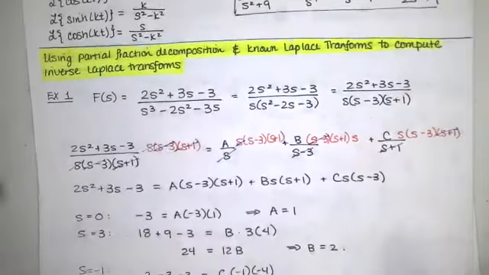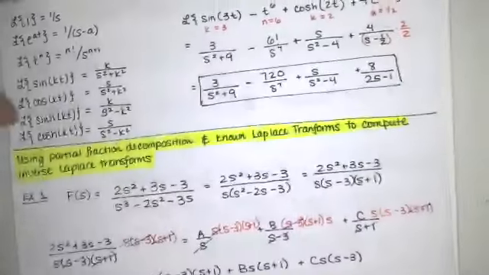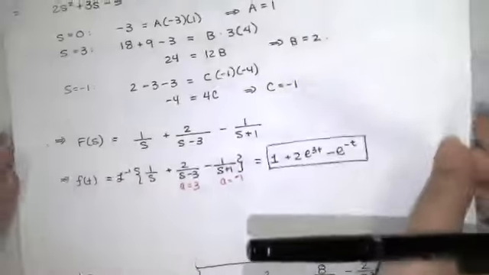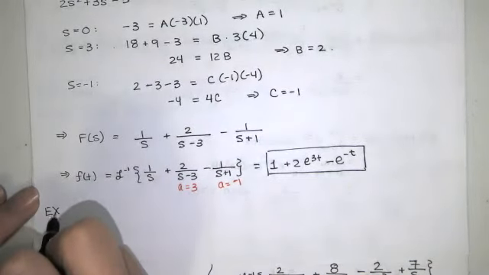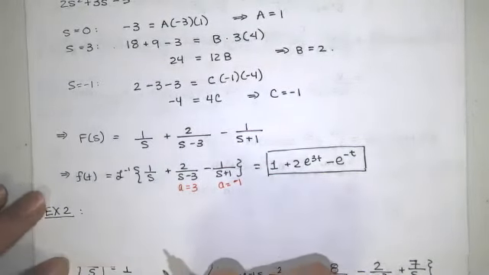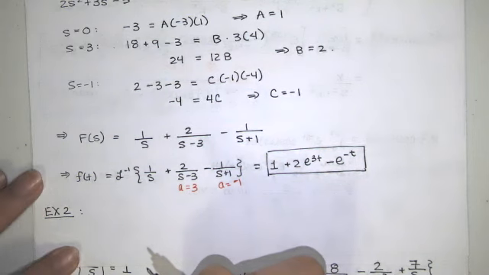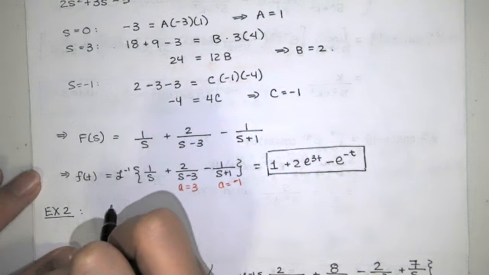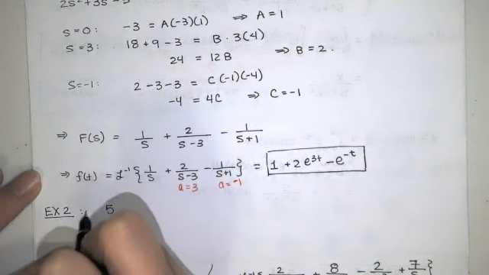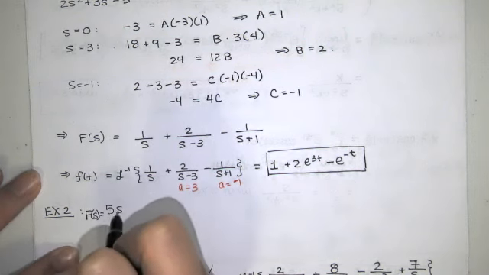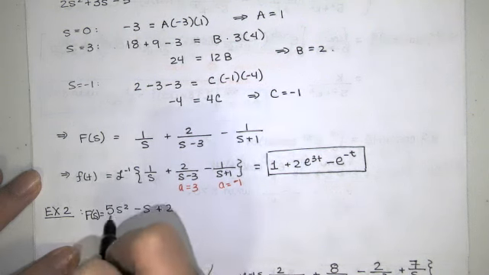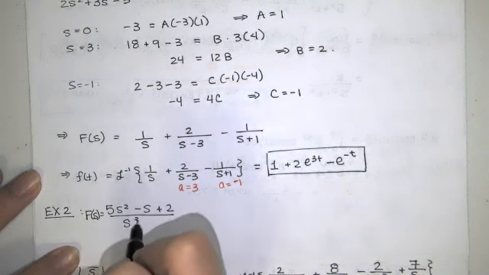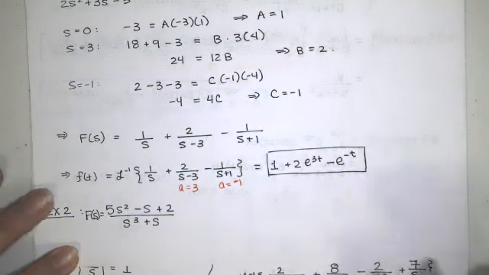Okay, so that was our first example like that. Let's do one more. At least one more. So let's try this one. I've got f of s equals 5s squared minus s plus 2, all divided by s cubed plus s.